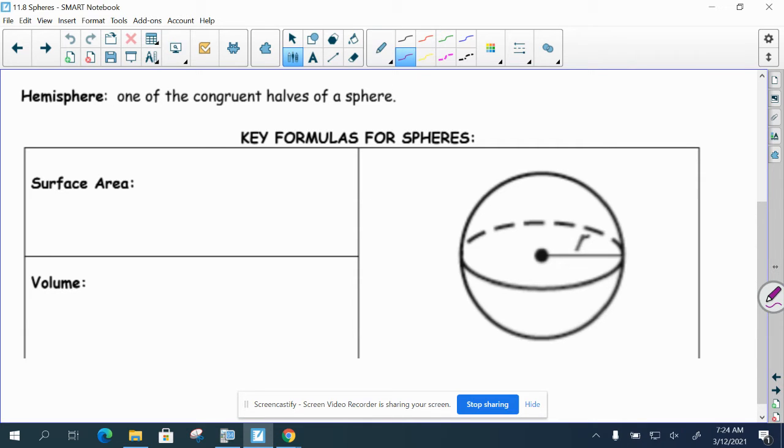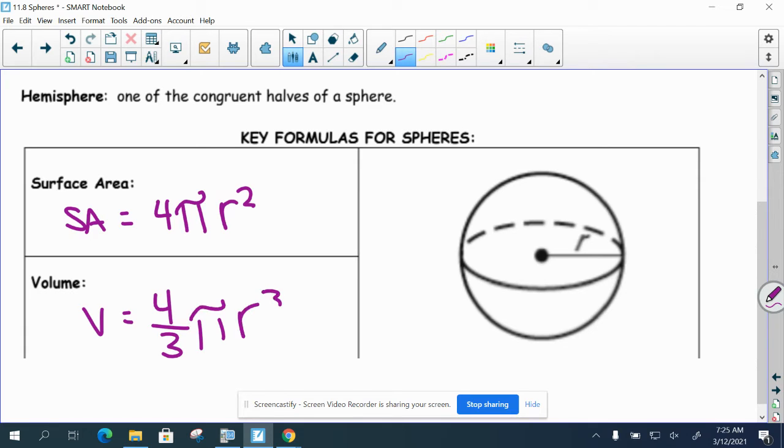So the surface area and volume of the sphere are related, just like circumference and area equations are related. For surface area, it's 4 pi r to the second power. And then for volume, it's 4/3 pi r to the third power.